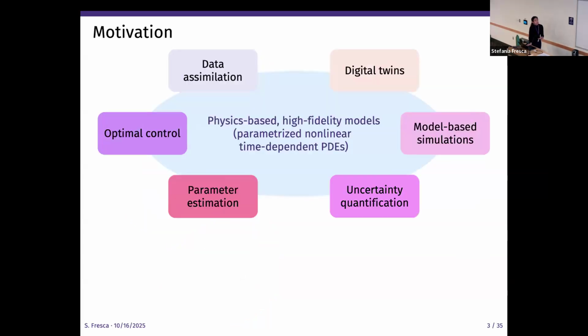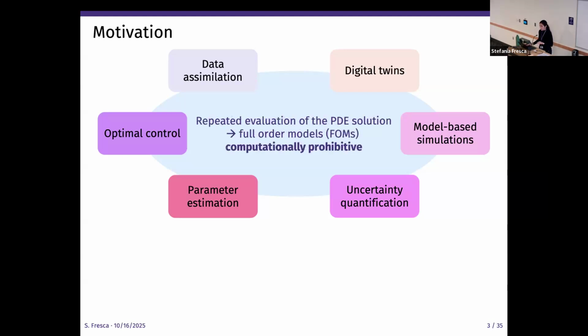But let's start from the motivation of reduced order modeling. Several tasks in scientific computing, such as the solution of data assimilation, optimal control, parameter estimation, uncertainty quantification problems, performing model-based simulations, or the implementation of digital twins, rely on physics-based high-fidelity models, usually parameterized nonlinear time-dependent PDEs. But in order to carry out all these tasks, the repeated computation of the PDE solution is required, which makes the use of full-order models, such as the finite element method, computationally prohibitive.